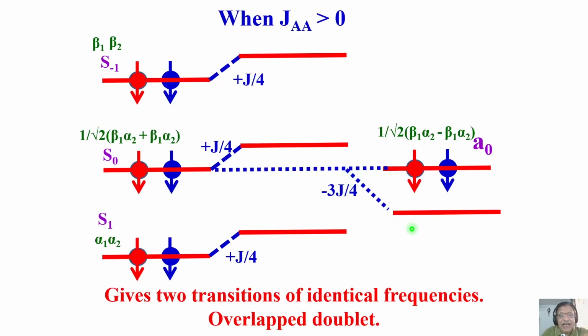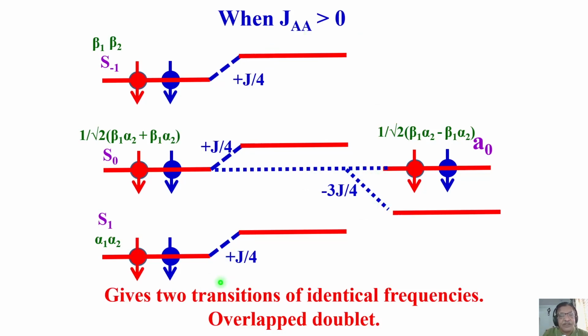Now you may ask me a question, how did I arrive at this number? Extensive calculation can be done and it can be shown. But please believe my words, this is what happens. Now, all the 3 symmetric states get destabilized and move up by J by 4, and the antisymmetric state gets stabilized and comes down in energy by minus 3J by 4. All will go up by plus J by 4.